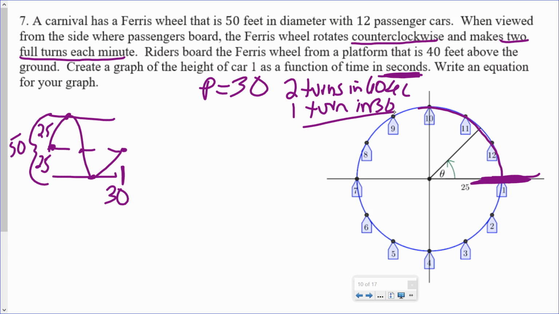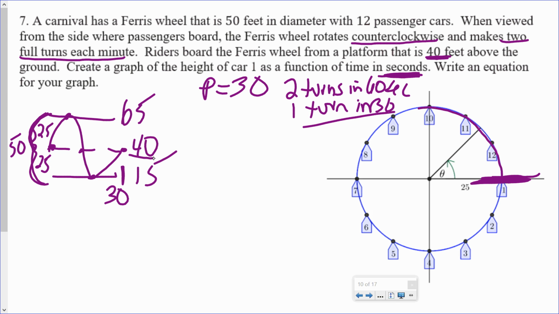Riders board the Ferris wheel from a platform that is 40 feet above the ground. So this right here is 40. If the amplitude is 25, then I'm going to add 25 and subtract 25 to find my max and my min. So again, it gave me the diameter is 50. That meant the distance from the max to the min was 50, which means the amp is 25. Now that I have the information that the midline is 40, I can add and subtract that from there.